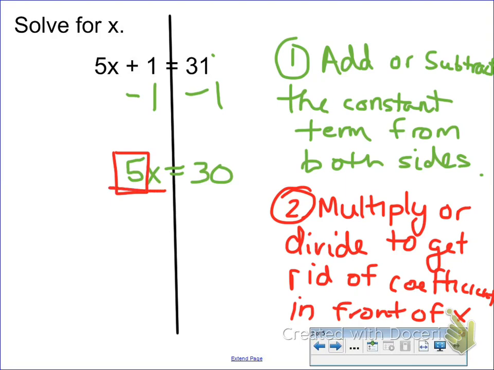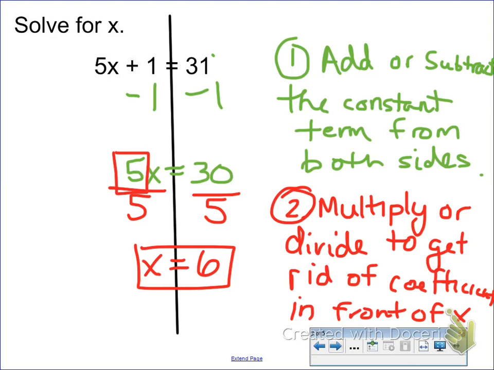So what we're going to do is we're going to divide by 5 on both sides. And we're going to get x is equal to, now that I have 5 divided by 5, those 5 divided by 5, that's going to turn into a 1, which is what we want in front of the x. We're not going to necessarily write that 1 all the time. We know that if x is by itself, that there's a 1 in front. So we're going to get x is equal to 6.